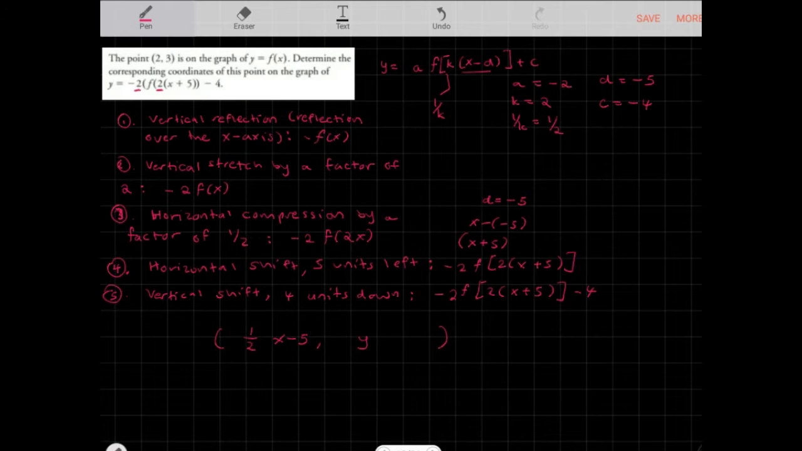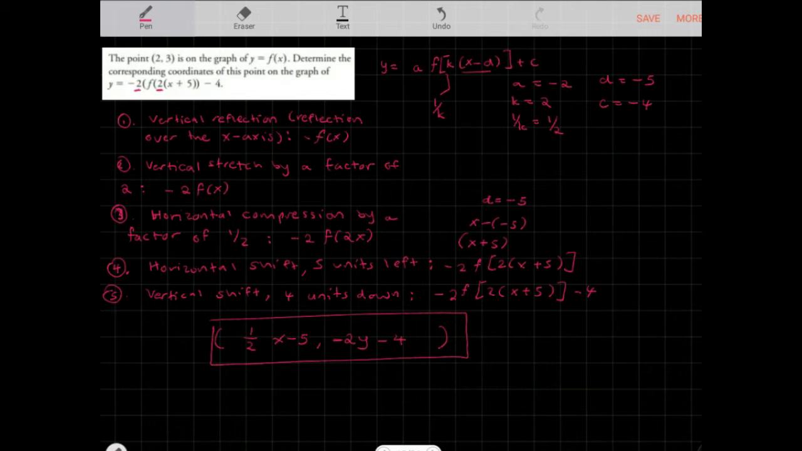Now after I've looked at my horizontal, I look at my vertical transformations. On the y values, I had a vertical reflection, so that's negative y. Vertical stretch by a factor of 2, so negative 2y. And a vertical shift 4 units down, so negative 2y minus 4. Okay, so this here is our transforming equation.